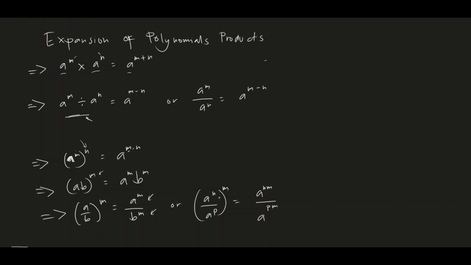And also, if the terms inside have their own exponent, like for example, here in the numerator our a has an exponent of n, and in the denominator our a has an exponent of p. If we both raise them to a power of m, then we need to multiply this m to each one of these exponents. So the result will become a raised to the n multiplied by m all over a raised to the p multiplied by m.